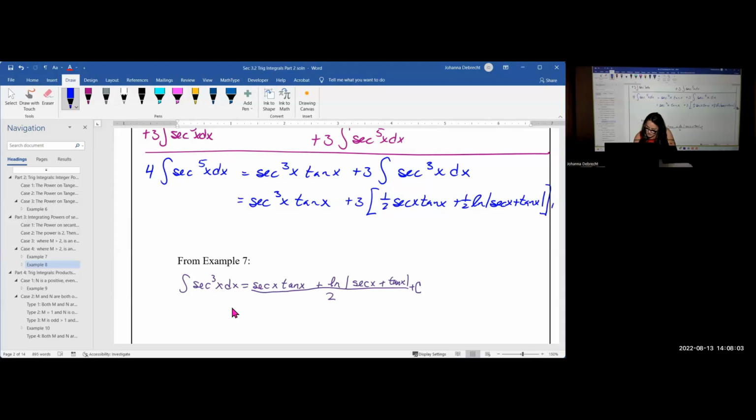And then, of course, all of this is going to get a plus c on the end because it was an indefinite integral. So it's only good up to a constant. And then I've got to multiply through by the 3. Okay, so that would give me 3/2 here and 3/2 here. Looks good so far. But I'm not looking for 4 times the integral of secant to the 5th. I'm looking for the integral of secant to the 5th, so I need to divide by 4. So my 3/2, when I divide by 4, is going to become 3/8.